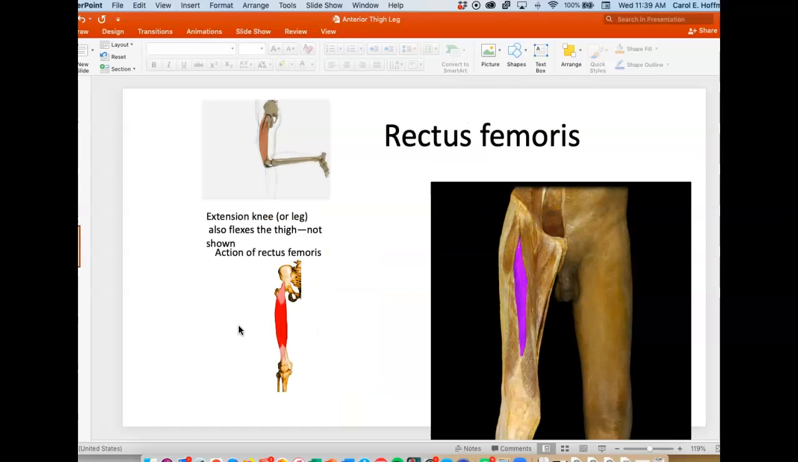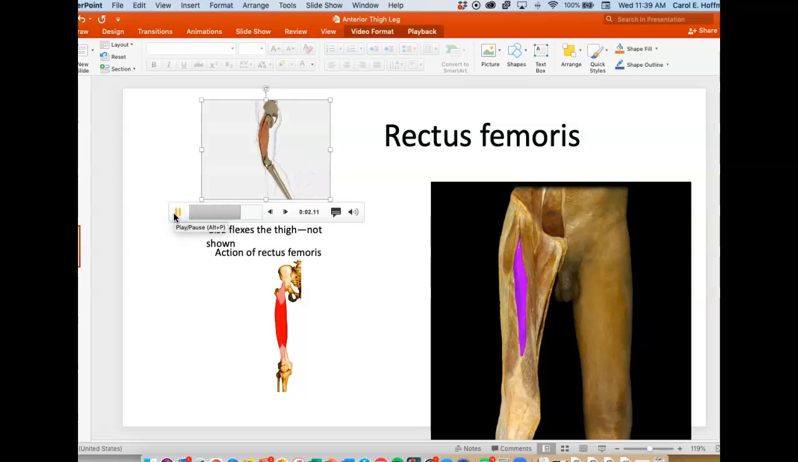Okay, rectus femoris. So now we're going to start the quads, the quadriceps femoris, and that's going to be made up of four muscles. And the first one of those is the rectus femoris. It goes rectus, which means straight down the front of the femur. So it's rectus femoris. And here we'll see the action. So it extends the knee, right? And also flexes the hip. But let's see that again. Extending the knee.